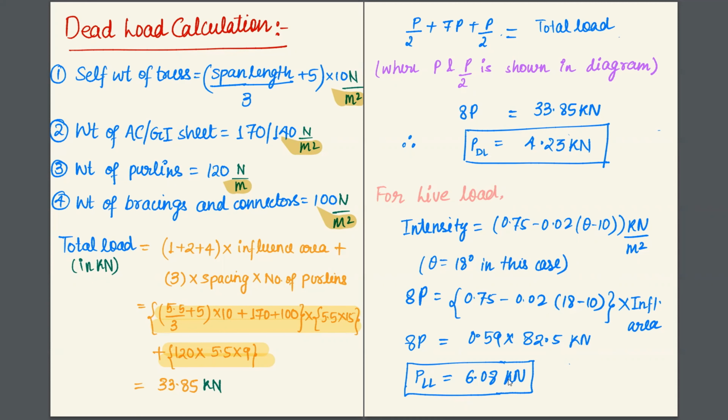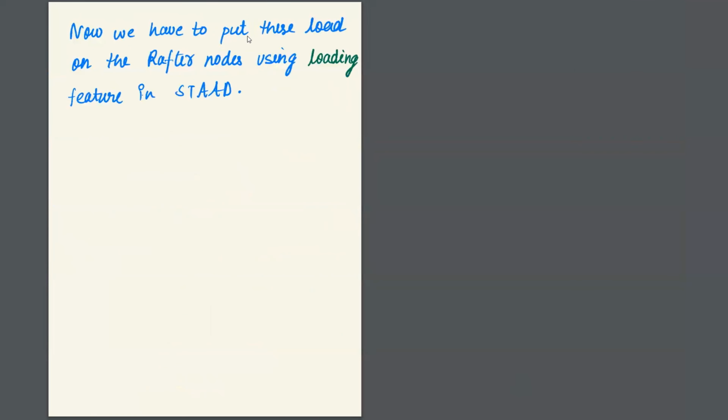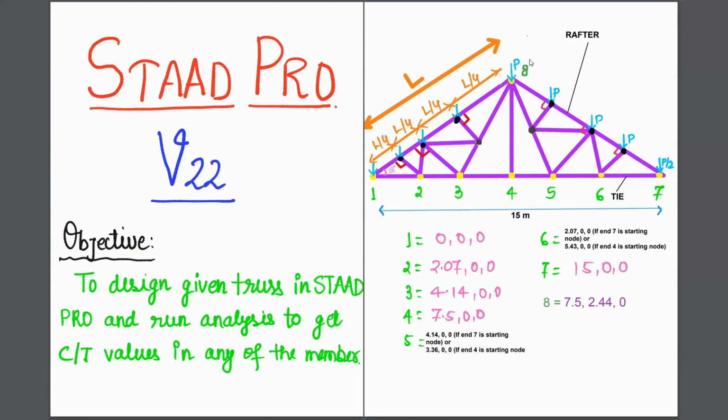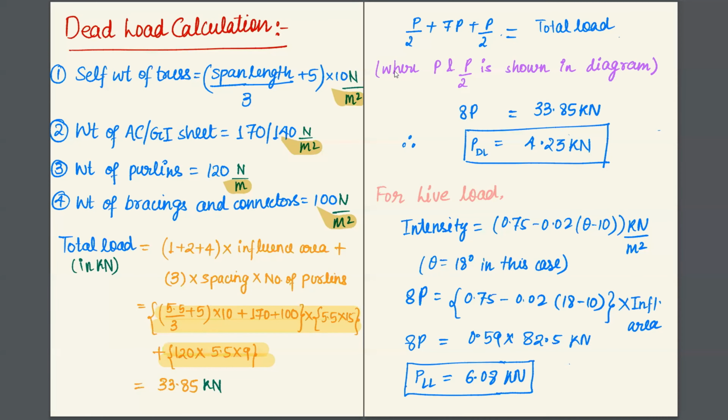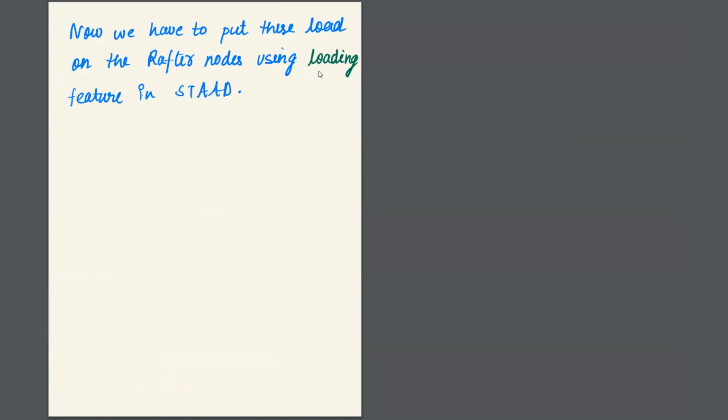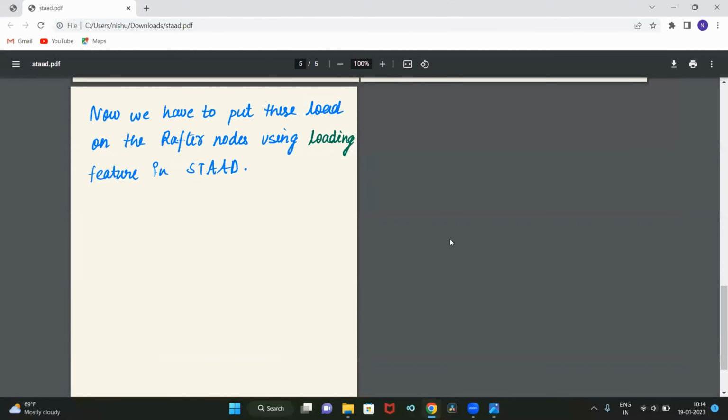I hope you got the point of how we will distribute the live load and dead load on this given truss. Finally, we have to put this load on the rafter nodes. Rafter means this upper part. This upper part is called the rafter, as I have already mentioned here. On the rafter nodes, we have to assign these loads using Staad Pro. So let's move to Staad Pro and see how these steps are done.